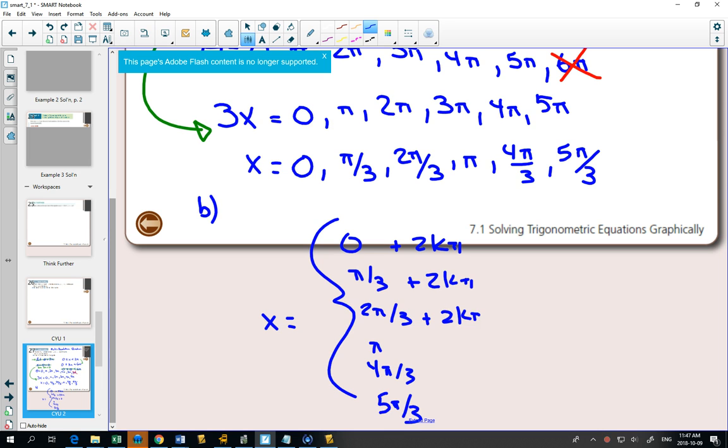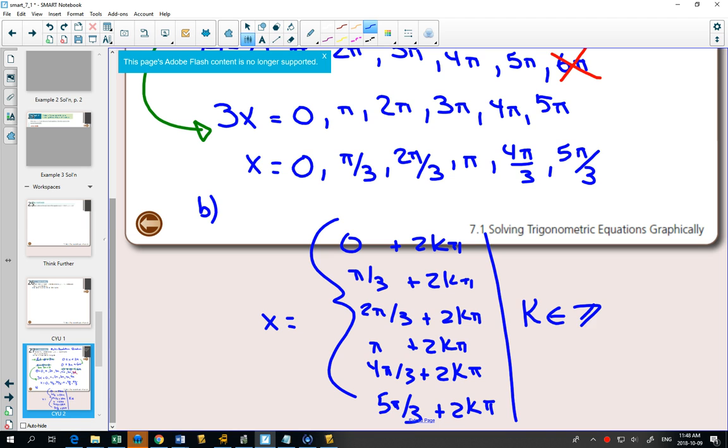And yes, write it for each one. It doesn't take that long. Where k is an integer. And there you have your general solution. So normally, between 0 and 2 pi, you have like 2 answers. When you go around 3 times, you have 6 answers.